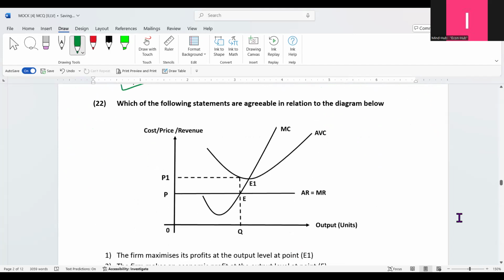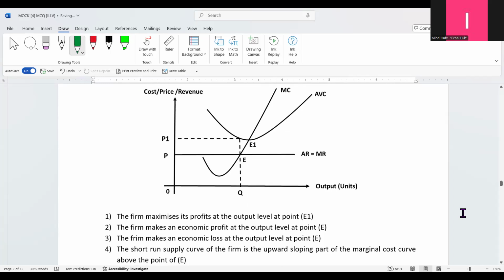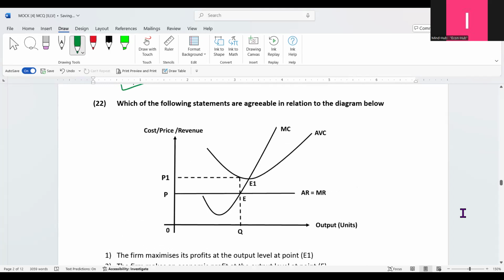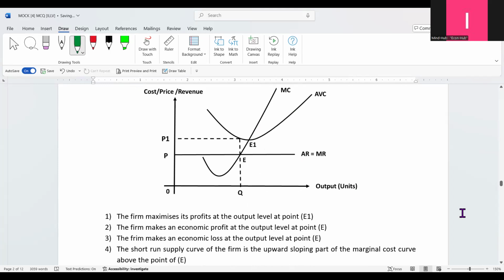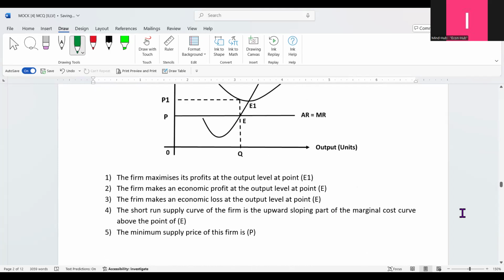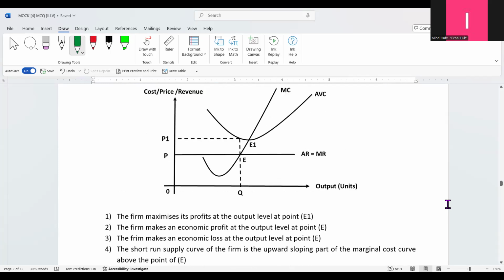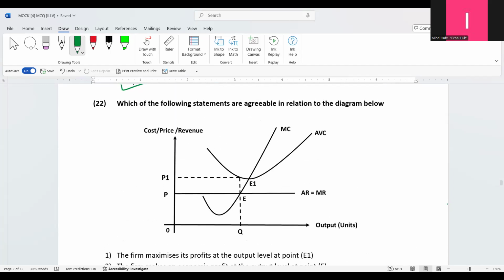Which of the following statements are agreeable in relation to the diagram below? It's clearly perfect competition because the AR equals MR curve is perfectly elastic. The demand curve faced by the firm is perfectly elastic. The firm maximizes its profits at the output level at point E. Maximizes profits, because the condition is MR equals MC.